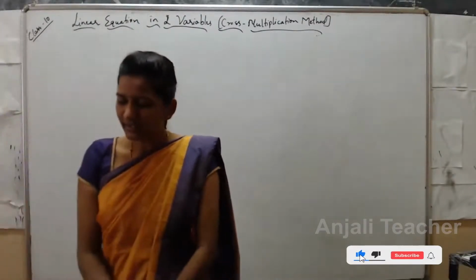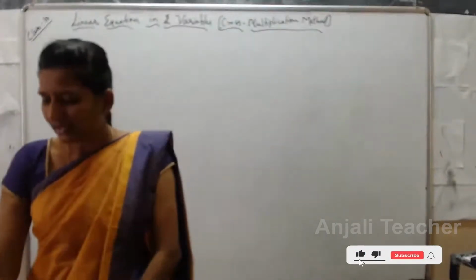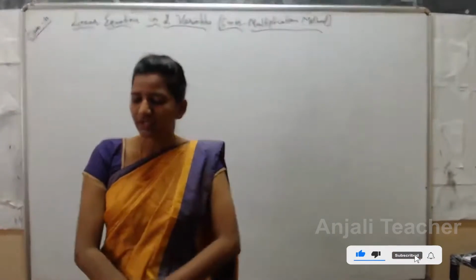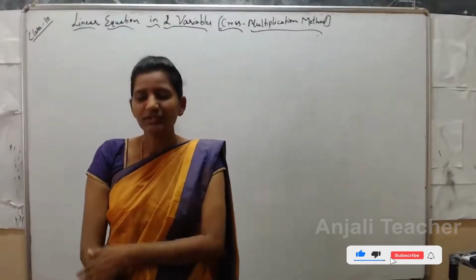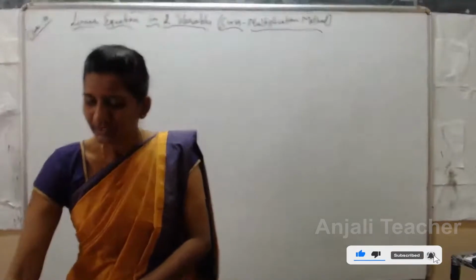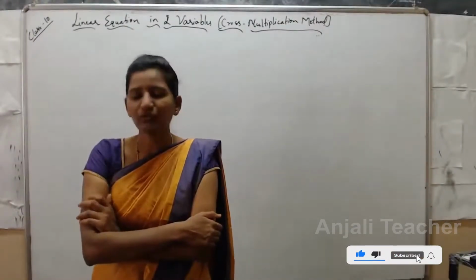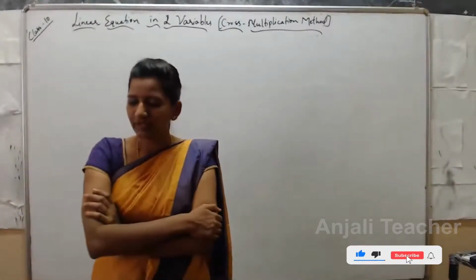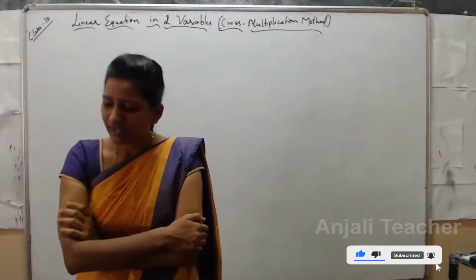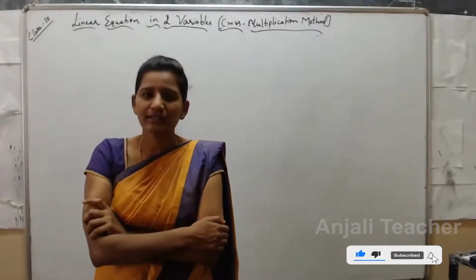A lending library has a fixed charge for the first 3 days and an additional charge for each day thereafter. Sarita paid 27 for a book kept for 7 days, while Sushi paid 21 for the book kept for 5 days. Find the fixed charge and the charge for each extra day.